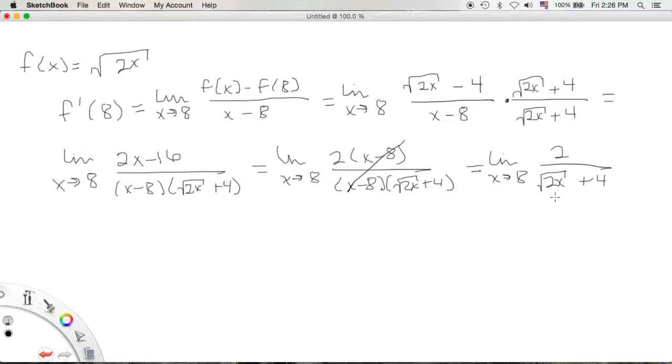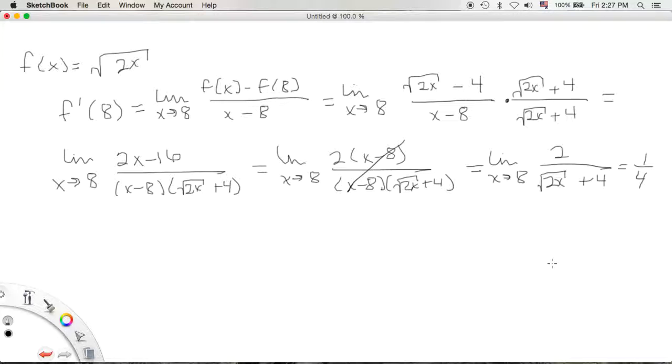So now I can just plug in 8. I haven't changed the function or the equation at all. All I've done is rearrange it in such a way that I can find out what the limit is by plugging it in. So if I plug in 8 here, I get 16, the square root of 16 is 4, 4 plus 4 is 8, so I have 2 eighths, or 1/4.